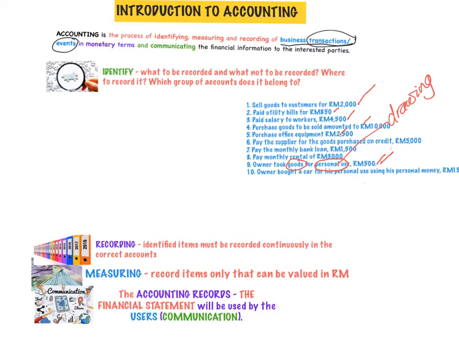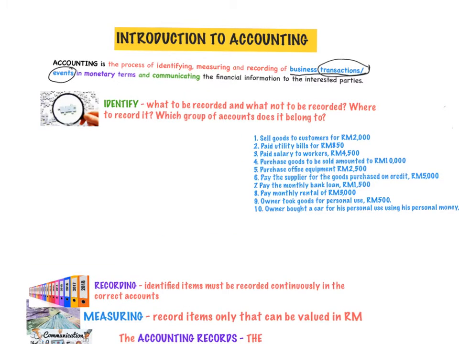So you can see the car is for his personal use, and he used personal money, not the business money. So of course, this is not considered a business transaction. This one will not go into the books of accounts of a business. So now you have seen what identifying is.